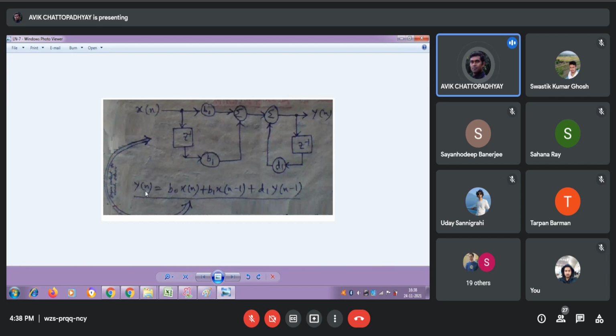Now, if you put n equals 1, what would happen? n equals 1 means y of 1 will give you b0 x of 1. Fine. The next instant, the next sample, better to say, and here it will be b1 of x of 0. Input n equals 1, so 1 minus 1 is 0. So the argument is 0. So that means x of 0.